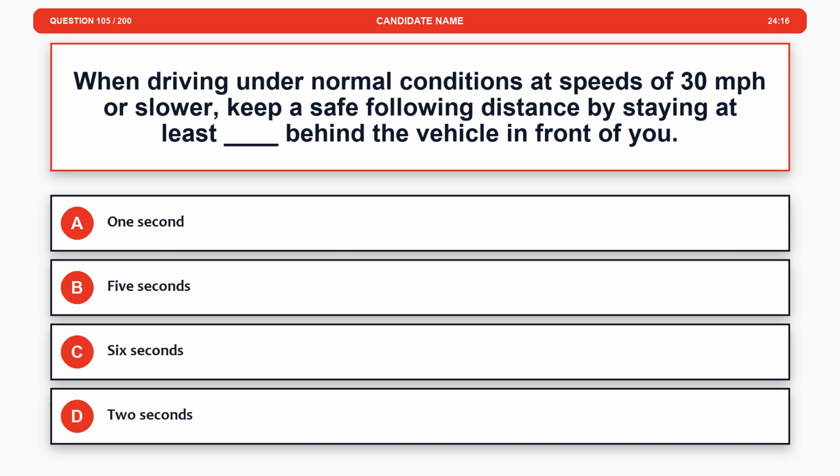Question 105. When driving under normal conditions at speeds of 30 miles per hour or slower, keep a safe following distance by staying at least blank behind the vehicle in front of you. Option A, 1 second. Option B, 5 seconds. Option C, 6 seconds. Option D, 2 seconds.